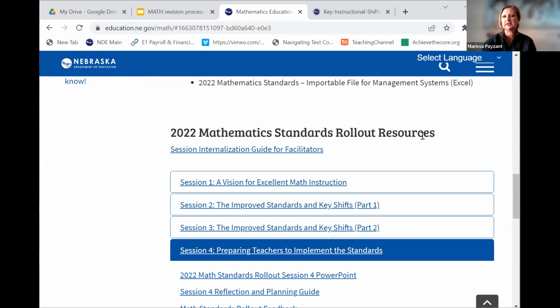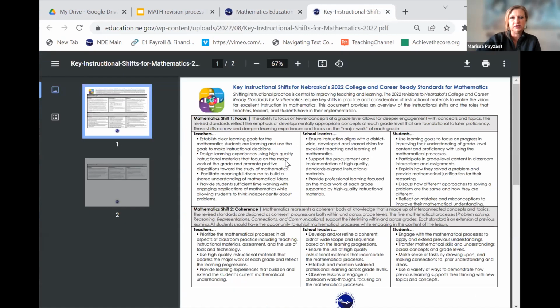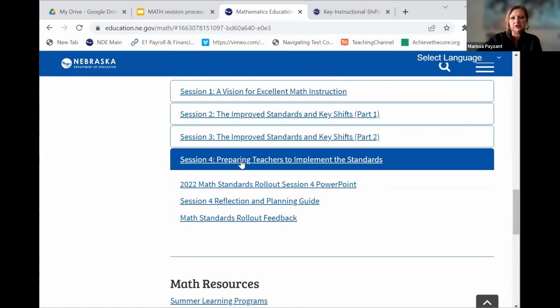We've developed these 4 sessions for educators, for our ESU staff developers like Kelly, for our math teachers. You can roll through these independently if you need to. Session 1 talks about this vision that we should have for excellent math instruction. What does that look like? Why is it important to realize the vision? You'll see that 2 of the sessions are devoted to those instructional shifts that I showed here. Those 2 sessions really get deep into what those instructional shifts are. And then session 4, the title here is Preparing Teachers to Implement the Standards.